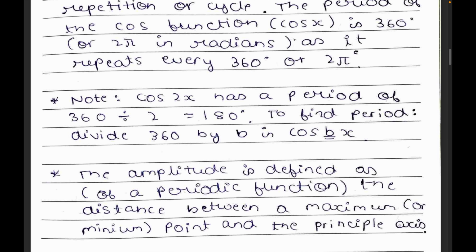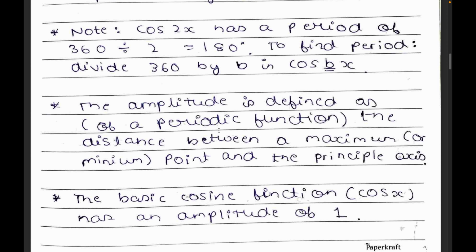And then it's very similar to the sin x graph. So even here, cos 2x has a period of 360 by 2, which is 180 degrees. So to find the period, we have to divide 360 by b, which is basically cos bx. And then the amplitude is defined as the distance between a maximum point and the principal axis.